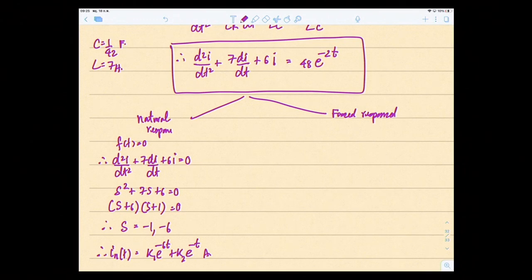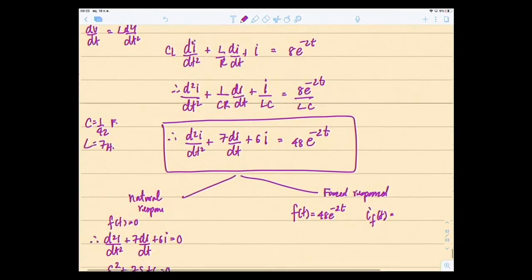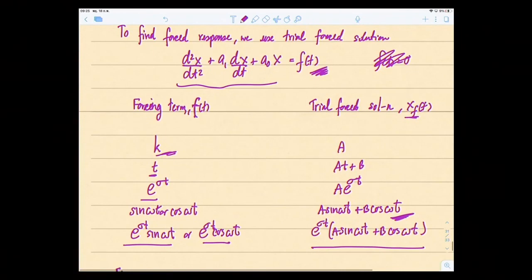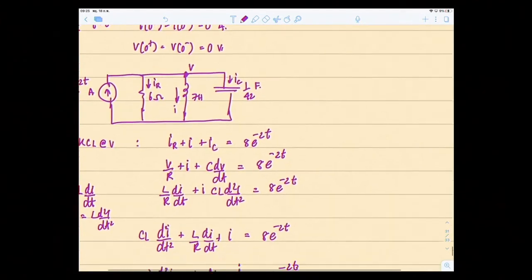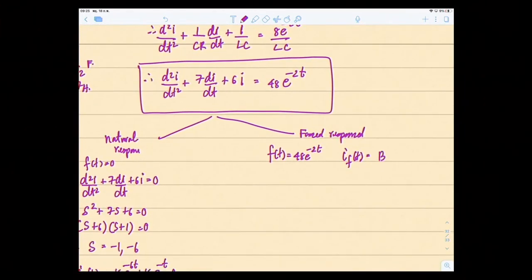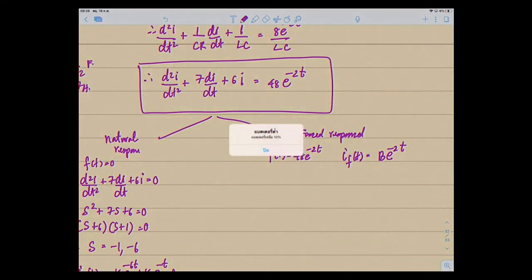Now come to the forced response. Since your f of t is equal to 48 e to the minus 2t, if you look at the table, we have to try a solution. Your I_F of t from the table is in the form of an exponential, so it's this term that you have to try. So I'm going to write it as b e to the minus 2t. Okay, so I assume that this is my solution.